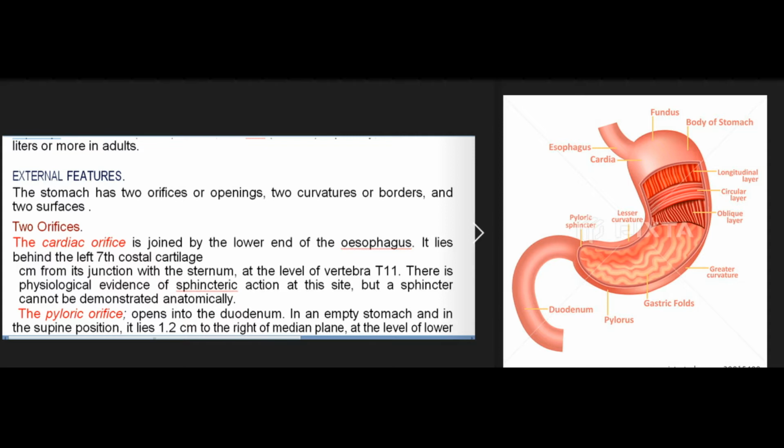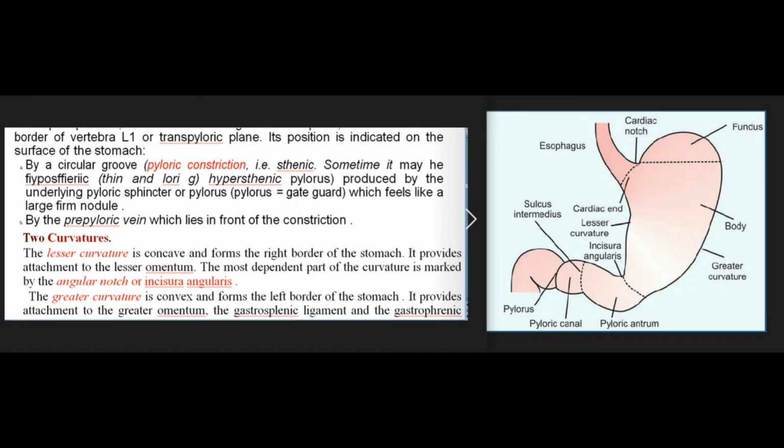The pyloric orifice opens into the duodenum. In an empty stomach and in the supine position, it lies 1.2 centimeters to the right of median plane, at the level of lower border of vertebra L1 or transpyloric plane. Its position is indicated on the surface of the stomach, A, by a circular groove, pyloric constriction, produced by the underlying pyloric sphincter or pylorus. Pylorus equals gate guard, which feels like a large firm nodule. B, by the prepyloric vein which lies in front of the constriction.